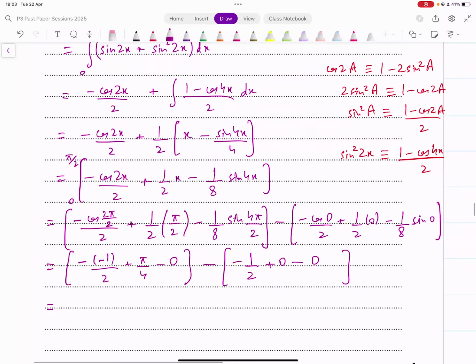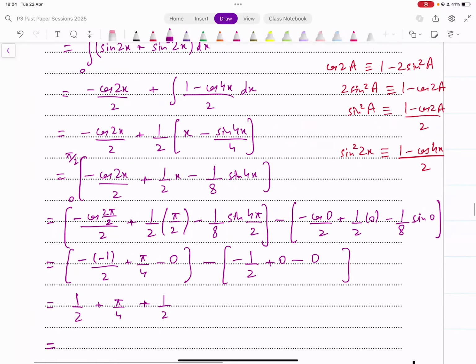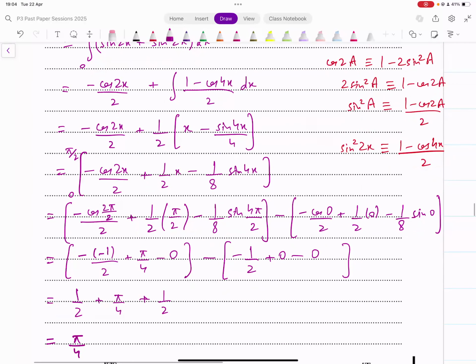Okay, so this is what I'm getting then. It becomes 1 over 2 plus pi over 4 plus 1 over 2, and that gives us pi over 4 plus 1. Yeah, okay, thank you. This is the final result that we get. That's pi over 4 plus 1. Okay, so the upper limit there was supposed to be pi over 2, not pi over 4.